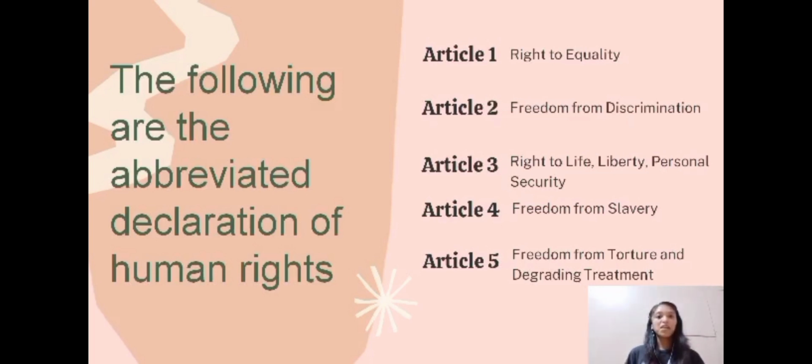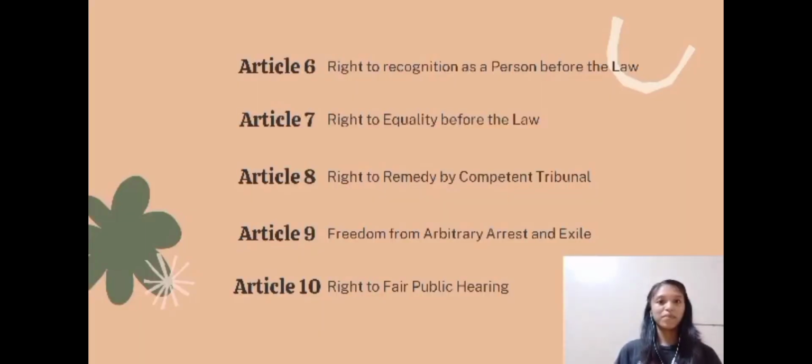Article 5. Freedom from torture and degrading treatment. It means that a person must not be subjected to any torture or be treated or punished in a cruel, inhuman, or degrading way. Article 6. Right to recognition as a person before the law. It means that every person is equal before the law and we are entitled to the equal protection of the law without discrimination. Article 7. Right to equality before the law. All people must be equally protected by the law.